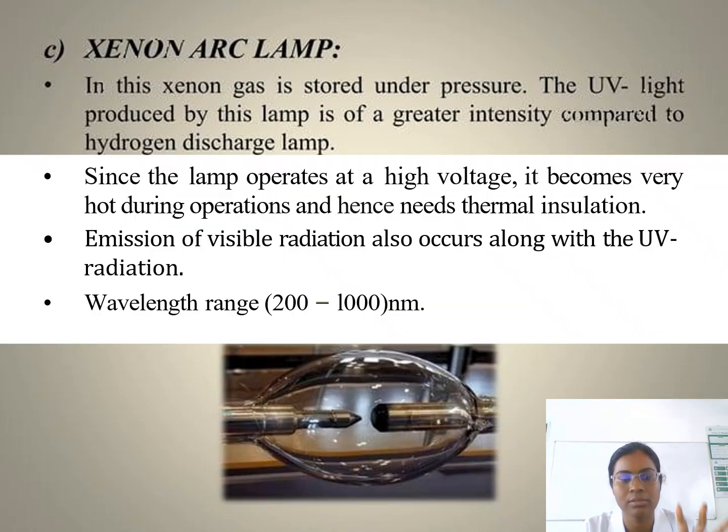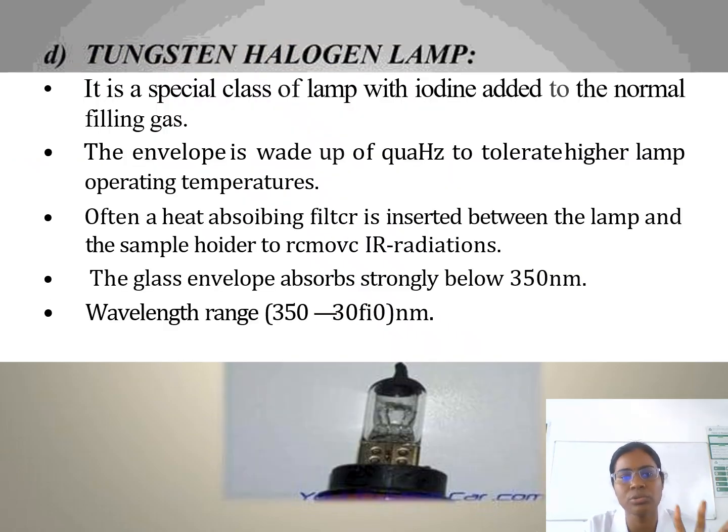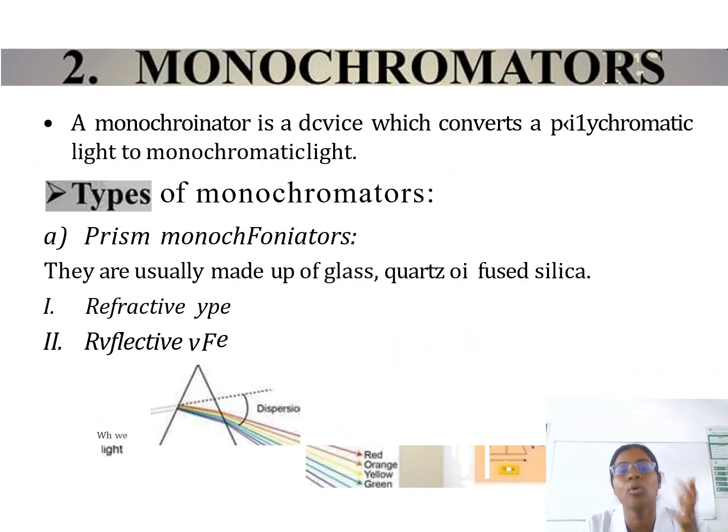Then the xenon arc lamp is similar. It is also used as a light source. Then the next one is monochromators. A monochromator is a device used to convert polychromatic light into monochromatic light.